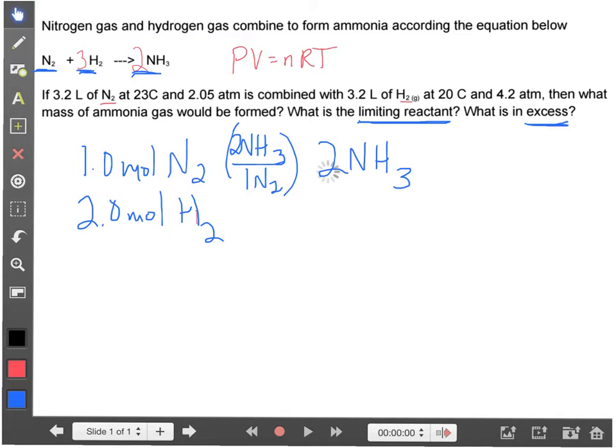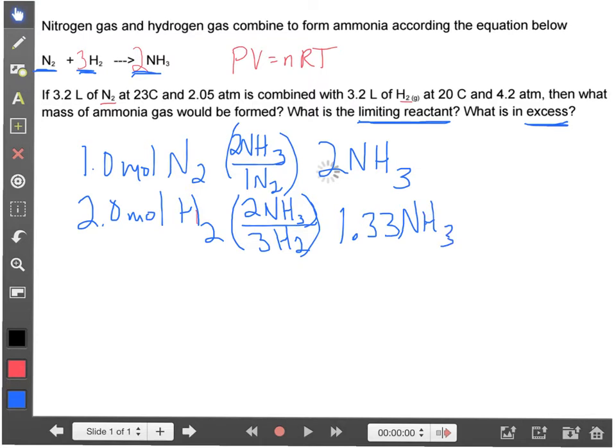And if we look at the same thing here, the ratio of H2 to NH3 is for every 2 NH3s, it's going to require 3 H2s. So if I have 2 moles of H2, I'm going to end up with 4 divided by 3, which is 1.33 NH3s.